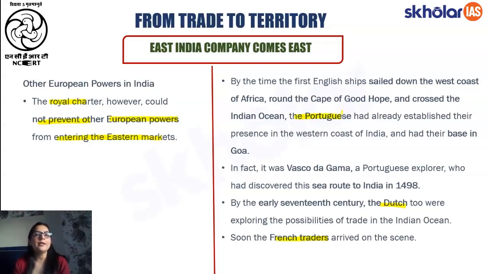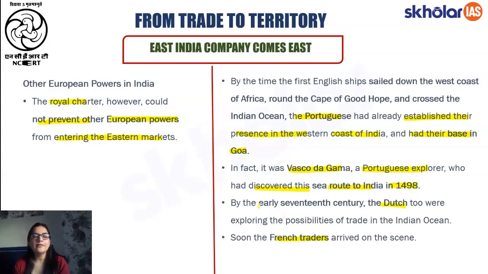Apart from this, students, as I have already discussed with you, it was not just the East India Company that wanted to trade with the Eastern markets, rather there was presence of other European companies as well. Amongst them, the first one to reach India were the Portuguese, who had established their presence in the western coast of India, and they had their base in Goa. In fact, students, we must know that Vasco da Gama was a Portuguese explorer who had discovered the sea route to India in as early as 1498. Whereas we know that the East India Company was not even originating before the year 1600.